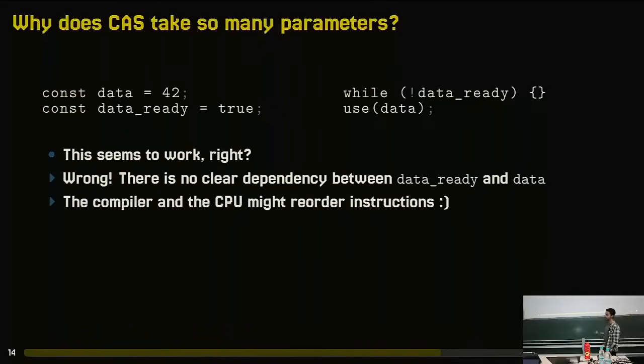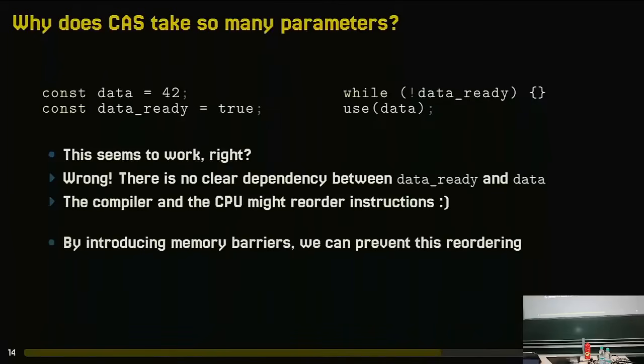The compiler as well as the CPU itself can and will probably just reorder those statements. Because while we clearly see a dependency between this data and this data ready, the compiler and the CPU probably won't see this dependency as it is not explicitly encoded in our program. So this use data could move before this while loop to, for example, mask the access time or the load time that data needs, and then our program will already be faulty.